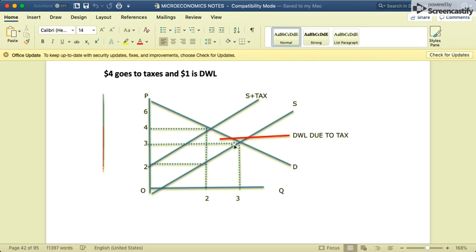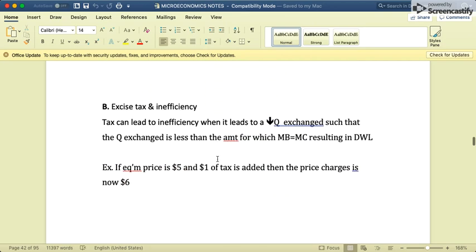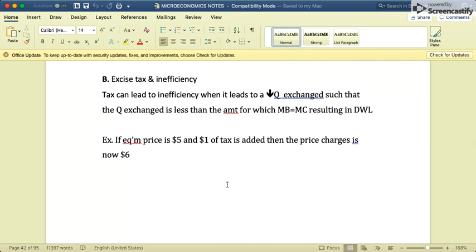But this amount here is deadweight loss. So this goes to the government. This is lost forever. So this is the inequity that results from having a tax introduced into the market. And who really pays that tax? Well, let's talk about the inefficiency.